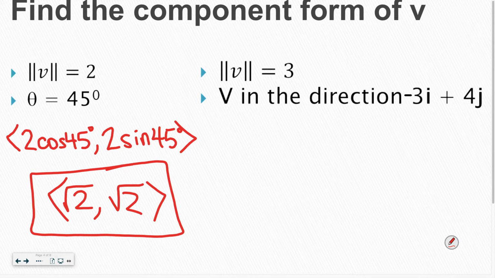You're finding the angle of negative 3i plus 4j. You need to reference your pink notes sheet, you may.